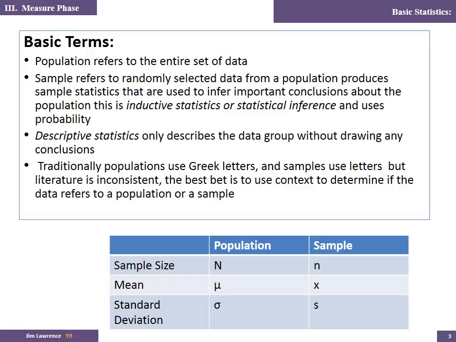Traditionally, populations use Greek letters and samples use Latin letters, but literature is inconsistent. Your best bet is to use context to determine if the data refers to a population or a sample.